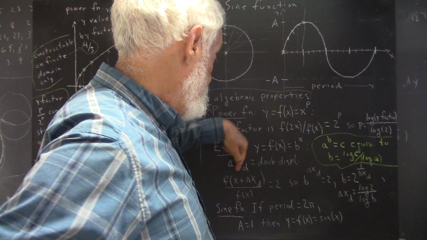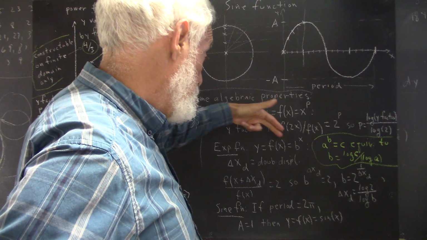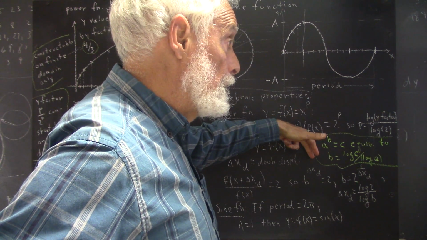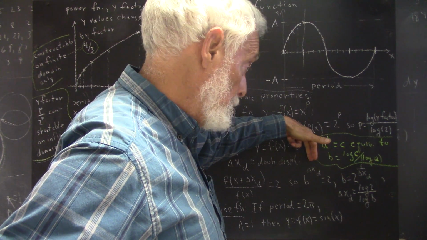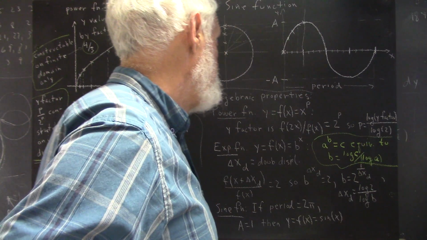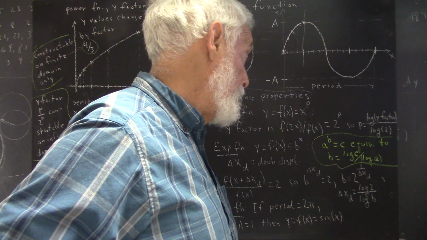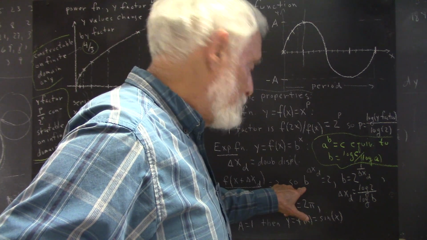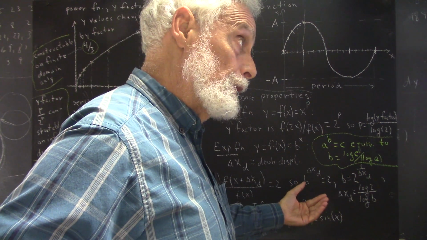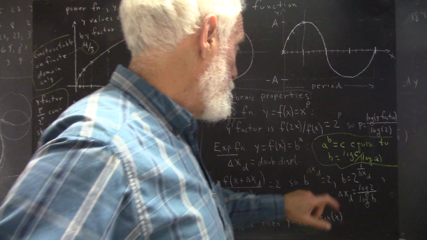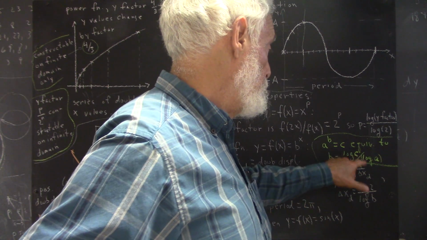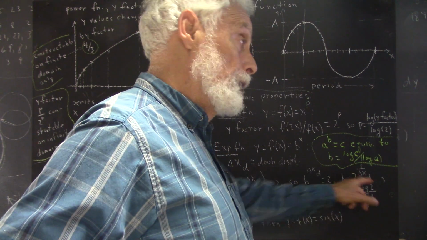Using the laws of exponents, if we plug into this function, this simplifies to b to the delta x sub d, b to the doubling displacement, has to equal 2. And solving that, we just take the reciprocal delta x sub d power of both sides. We get b here, and you get 2 to the 1 over delta x sub d over here.